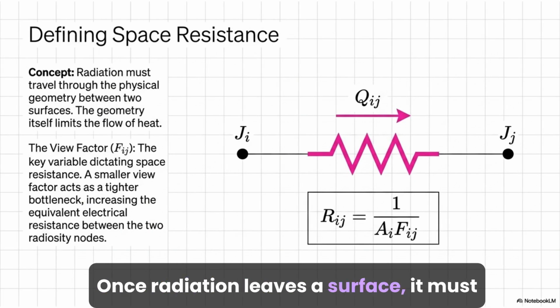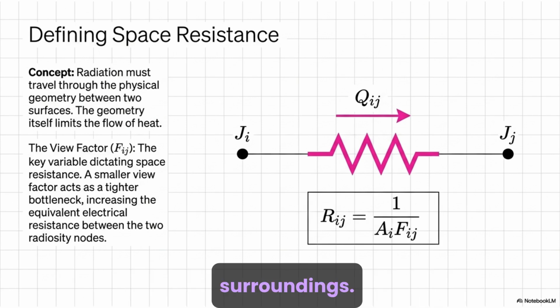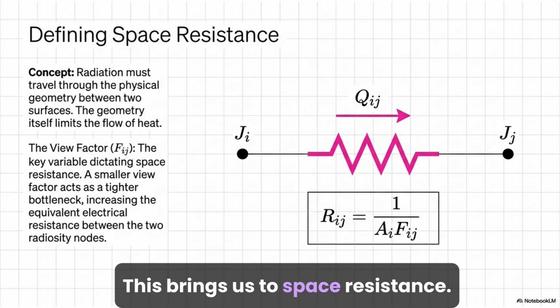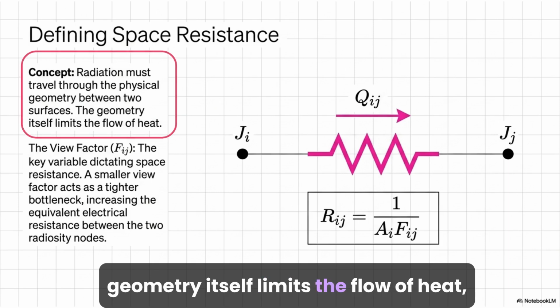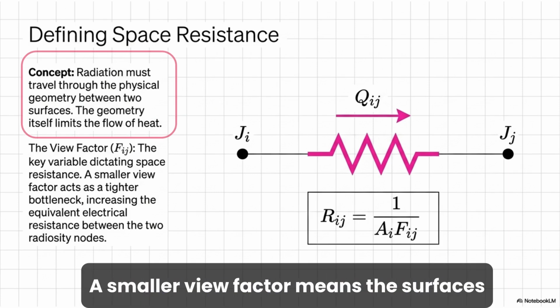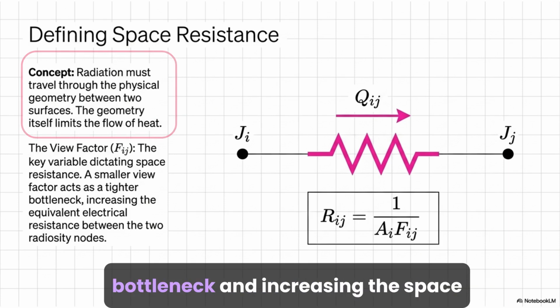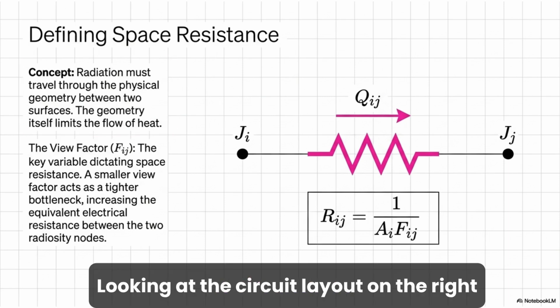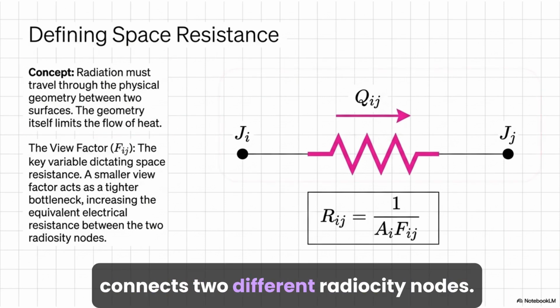Once radiation leaves a surface, it must travel through the physical geometry between that surface and its surroundings. This brings us to space resistance. As outlined on the left, the physical geometry itself limits the flow of heat, and the key variable dictating this bottleneck is the view factor. A smaller view factor means the surfaces see less of each other, creating a tighter bottleneck and increasing the space resistance.